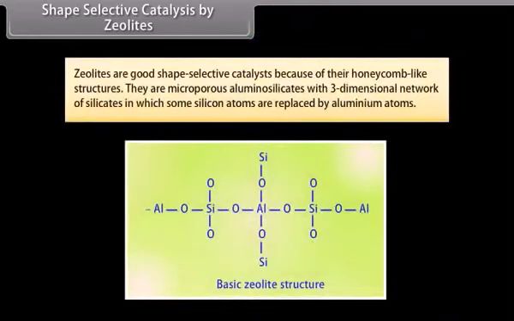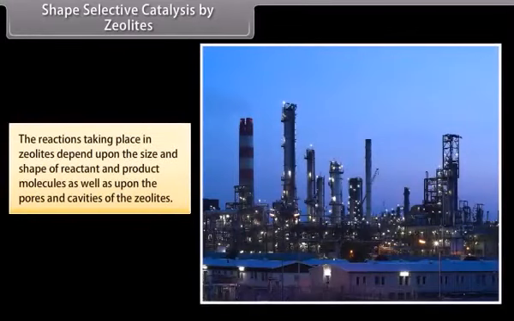Zeolites are good shape-selective catalysts because of their honeycomb-like structures. They are microporous aluminosilicates with three-dimensional network of silicates in which some silicon atoms are replaced by aluminium atoms. The reactions taking place in zeolites depend upon the size and shape of reactant and product molecules as well as upon the pores and cavities of the zeolites. Zeolites are used as catalysts in petrochemical industries for cracking of hydrocarbons and isomerization.